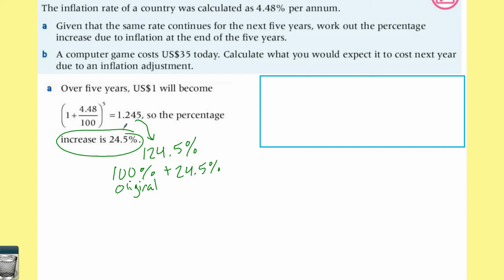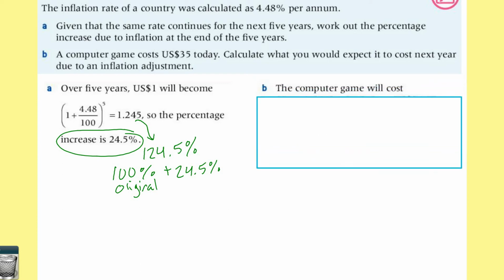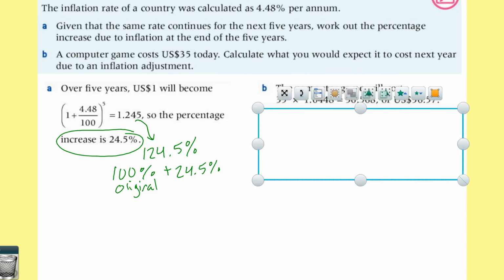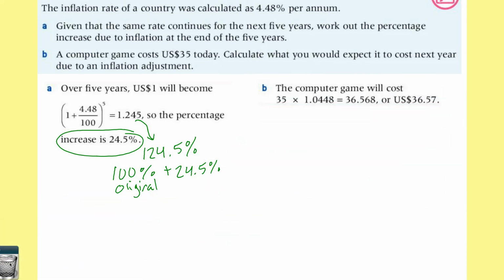All right, so now a computer game is going to cost $35 today. So what would you expect it to cost the next year due to the inflation adjustment? Okay, did you get an idea? All right, that's it. It's just that simple. We do 35 times 1.0448. Why 1.0448? Because that's the inflation rate. That happens for every dollar. So we have $35, so we need to increase them by that much percentage.